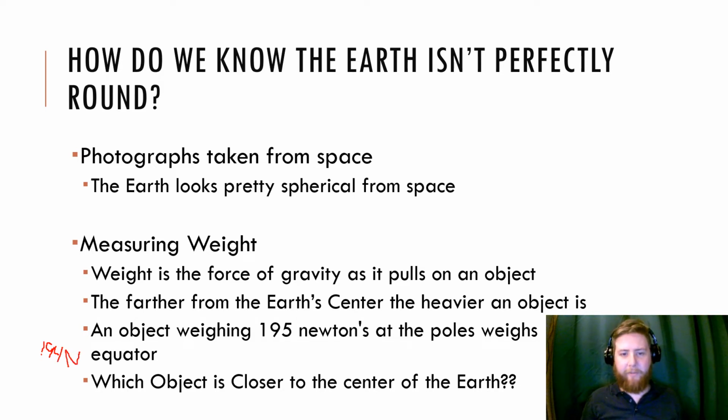Which object is closer to the center of the Earth? The answer is, of course, the poles. The poles are the closer ones because they are the ones that weigh less. There's less mass between the poles and the center of the Earth. It is closer.